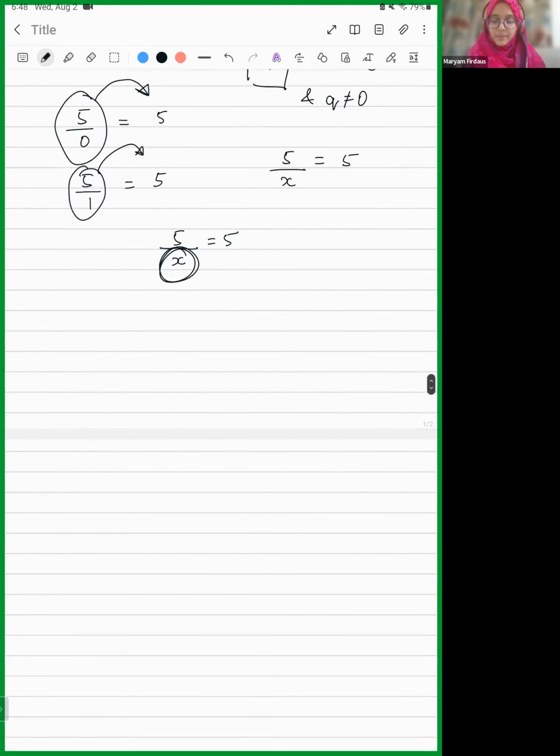So you tell me, if 5 by x is 5, then let's send this x to the other side. Right now it is in the denominator. It goes to the numerator. So it will become 5 is equal to 5 into x. Yes? Is it clear to everyone?